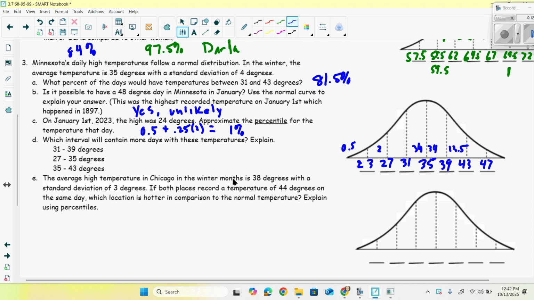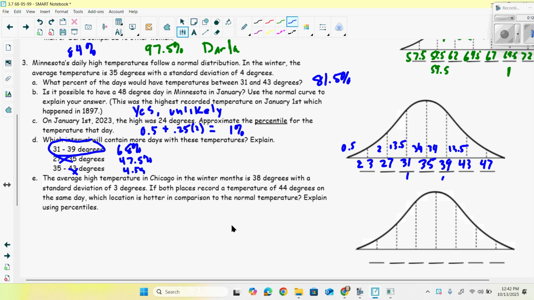Which interval will contain more days with these temperatures? 31 to 39, that's our middle there, that's 68%, 1 standard deviation. 27 to 35, that's still 2 standard deviations, but we're not picking up that big amount to the right of this, so this is going to be a 34 and a 13.5, so 47.5%. So this one's not it. 35 to 43, again, 47.5. So our correct answer is right here.